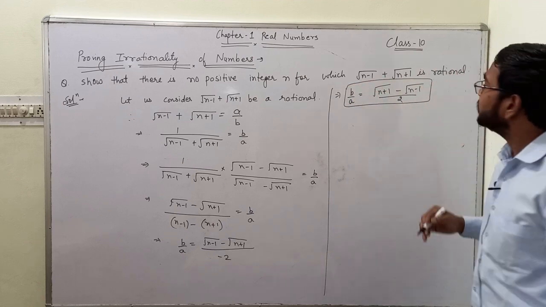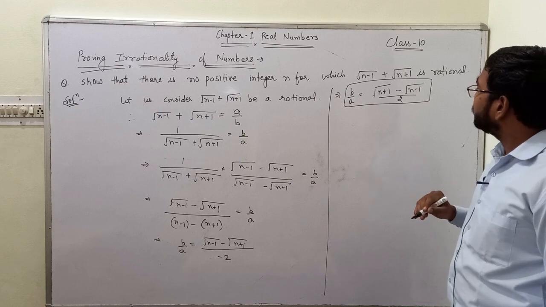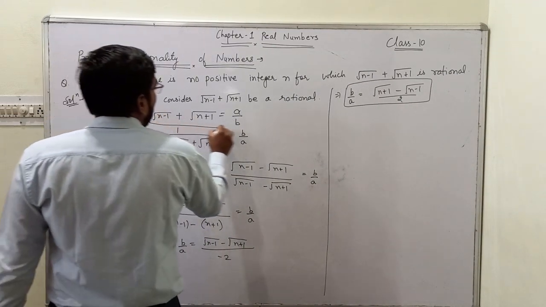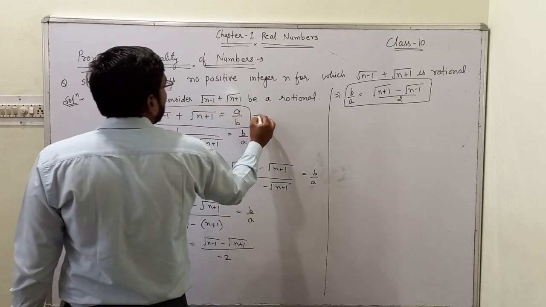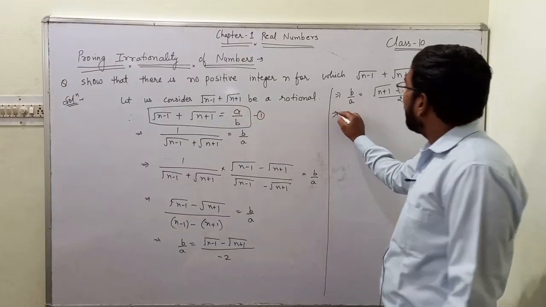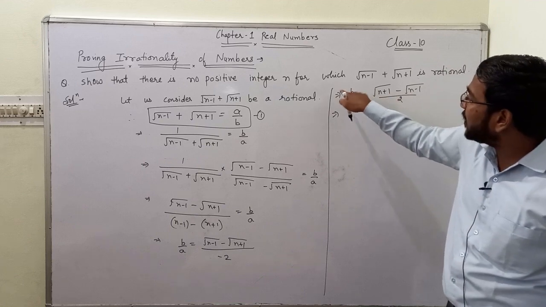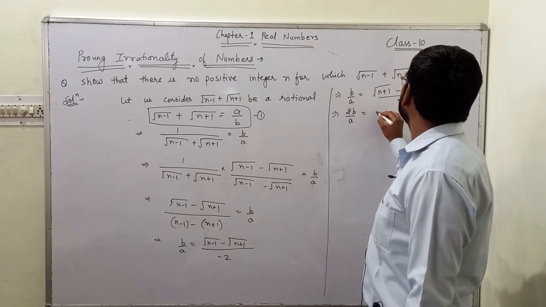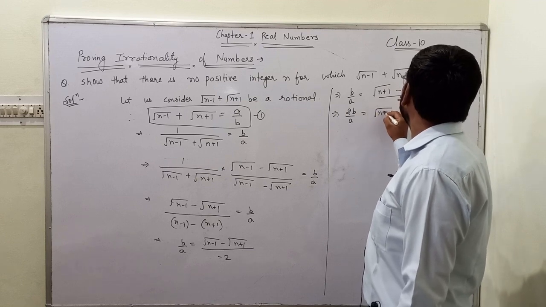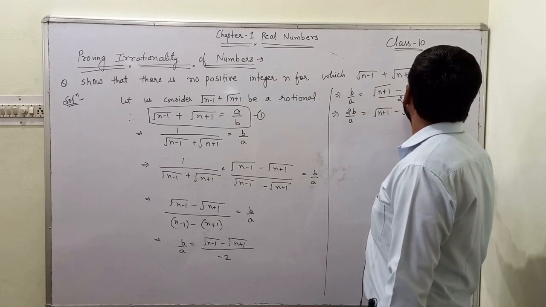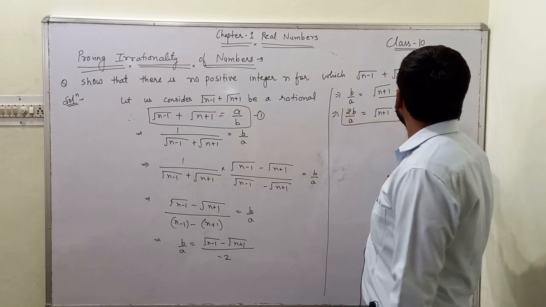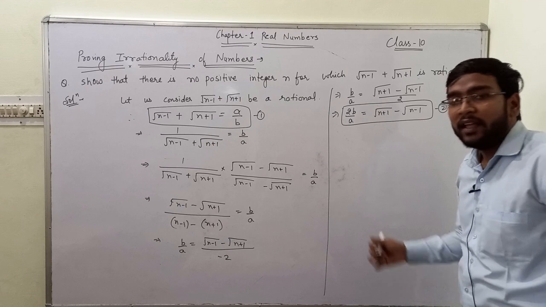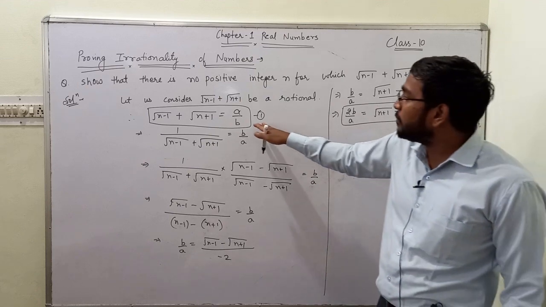Now again, what we need to do now, if I consider this as equation number 1, now look, I will move this 2 on the left hand side, so I will get 2b upon a equals to root over n plus 1 minus root over n minus 1. Okay, let us take it as equation number 2.